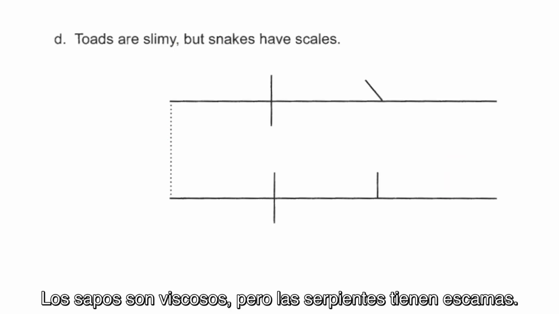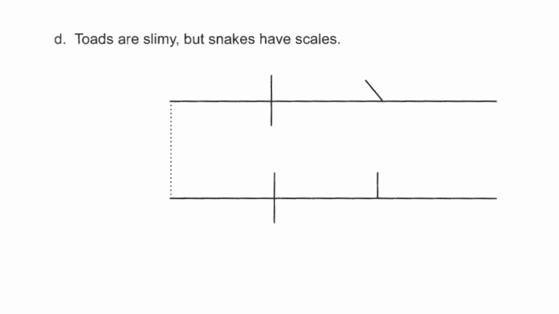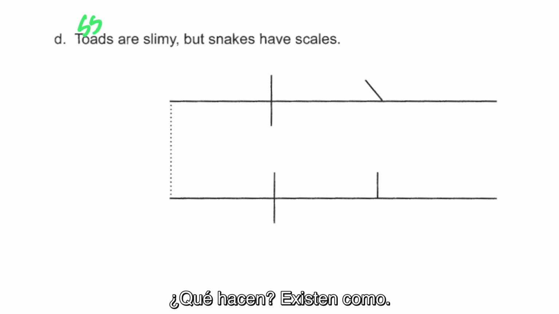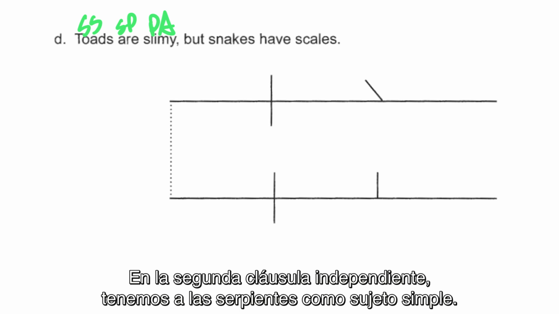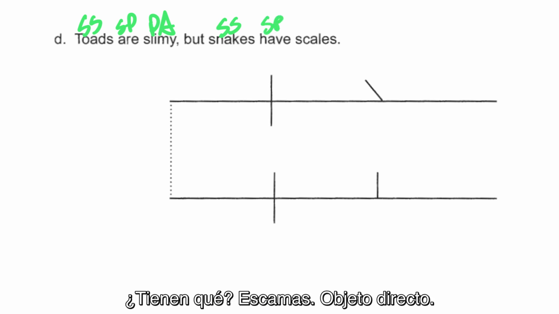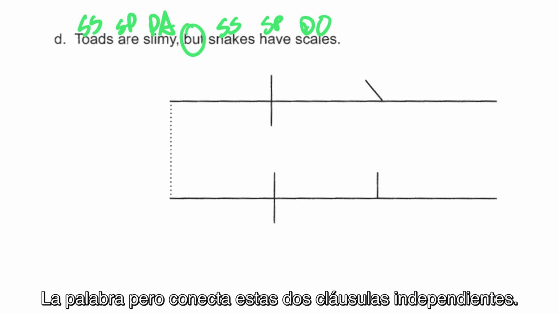Toads are slimy, but snakes have scales. Who or what is this about? Toads. What do they do? They exist as. Exist as what? Slimy. In the second independent clause, we have snakes as our simple subject. What do they do? They have. They have what? Scales. Direct object. The word but connects these two independent clauses.